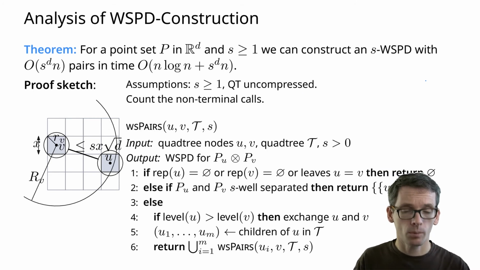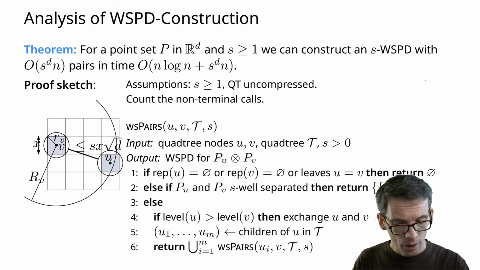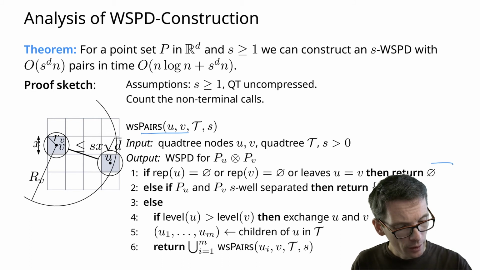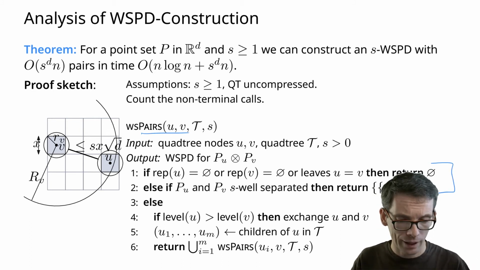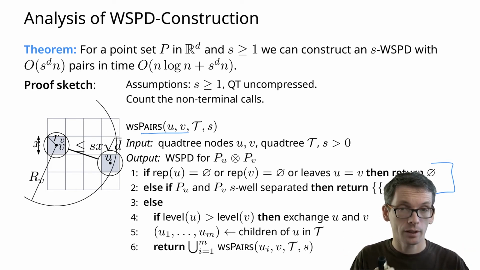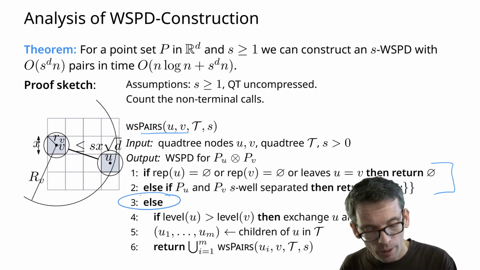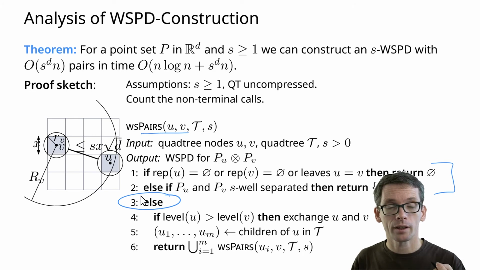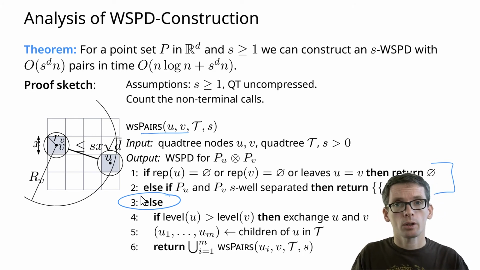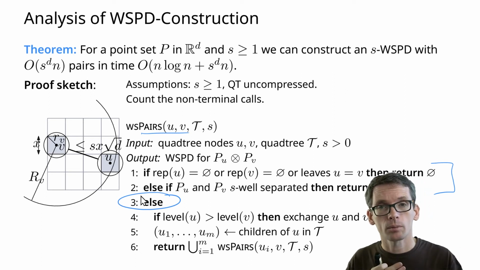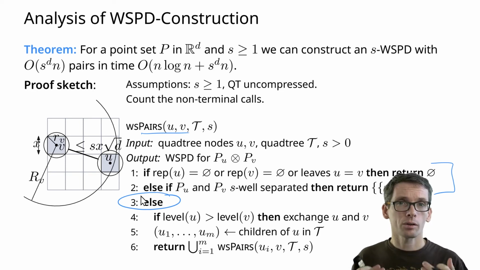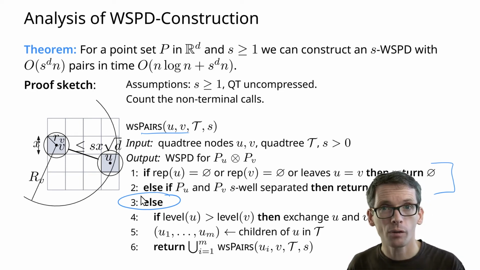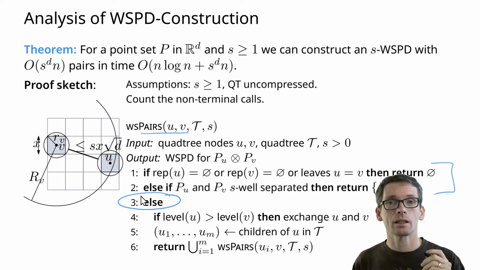So here once more the algorithm. It's recursive. In these first two cases, those are my terminal calls, because there I simply report something. But my question is, how often do I go into the else case? Because that's where I have my recursive calls. And any well-separated pair has to come from a recursive call. So 4 times this number essentially gives us also a bound on the number of pairs. So how often do we go into the else case? That's what we're going to bound.